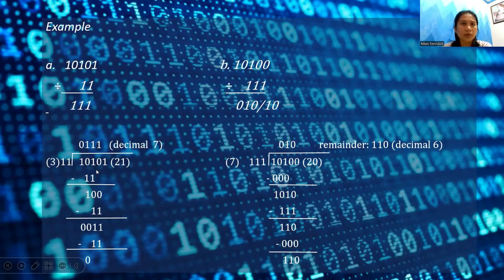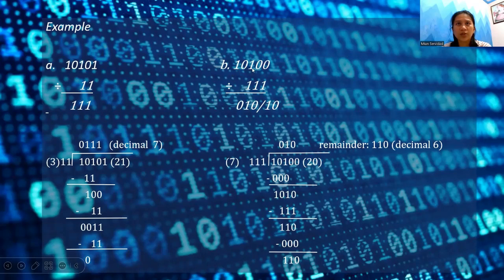So over, subtract it again, so borrow 1 from here, then 0 becomes 2, but we need to borrow another 1 again, so the 0 on the right side will become 2. So 2 minus 1 is equal to 1, and 1 minus 1 is 0. So the 1 becomes 0, and bring down 1. So 11 divided by 11 is equal to 1. So there's no remainder here. The decimal of 111 is 7.